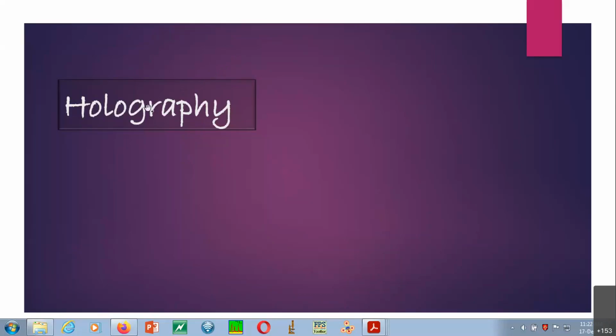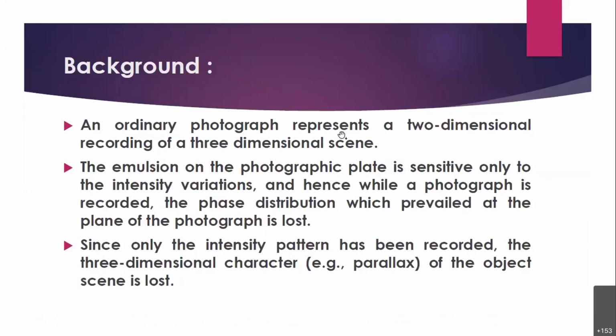So now we'll look at the holography part. Let me read the background part you see. Before going to this holography stuff, one must know the background content. What is the requirement of holography?